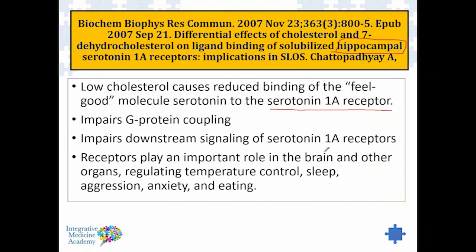The hippocampus is the part of the brain that's involved in emotional control and emotional memory, for example. Problems of the hippocampus can increase anxiety, aggression, and panic. But there are serotonin receptors throughout the brain. These play a role in brain function, regulating temperature control and sleep, mediated by cholesterol.